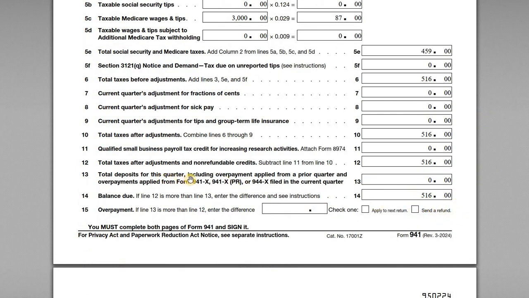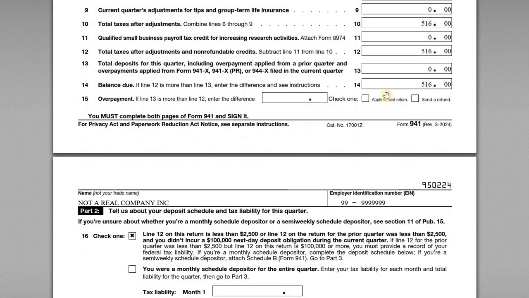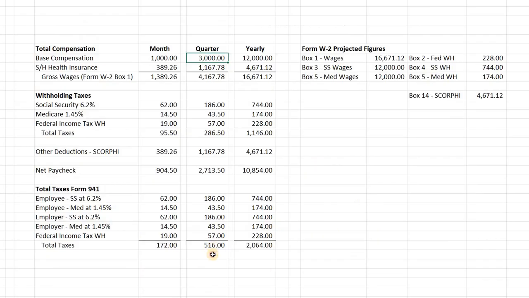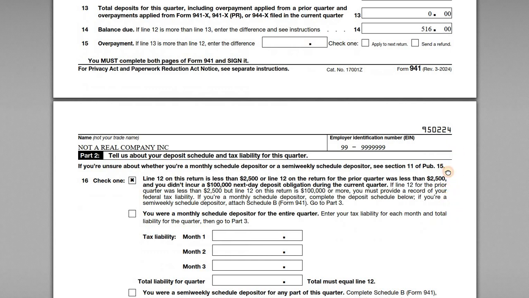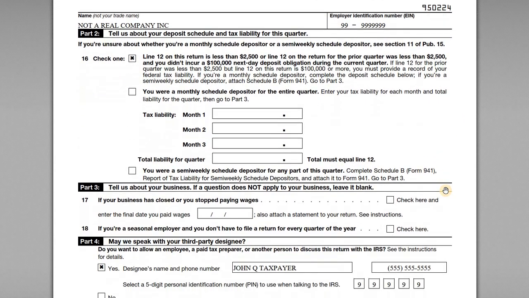So if you did make any deposits during the quarter, then you can list those payroll tax deposits here. Now, for small payrolls like this, if the balance due is under $2,500, you generally don't have to make any kind of payroll tax deposit. So in this case, John's payroll tax liability is $516. And if we just check really quickly here, that reconciles with our total per our worksheet, right? $516. So the $516, he can pay this online. He can send this return in with a check. He has a lot more options because the amount is lower.